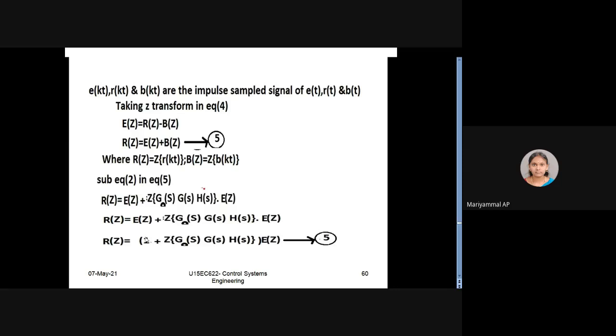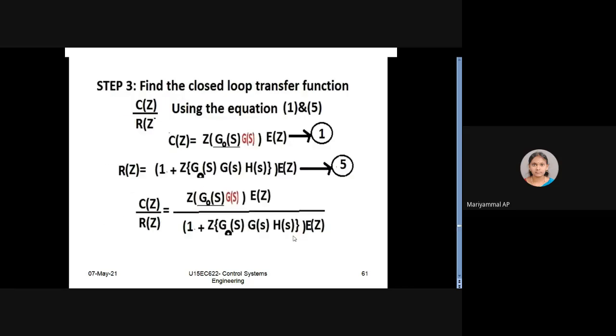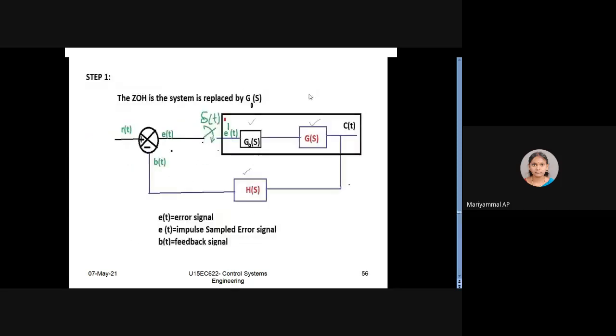Okay, so here 1 plus Z transform of G naught of S, G of S, H of S into E of Z. That is the common E of Z we are taking. Okay, then we have to find step number 3, which represents the closed loop transfer function. What is the closed loop transfer function from the diagram? That means C of Z by R of Z, the output signal to the input signal, that means C of t by R of t.